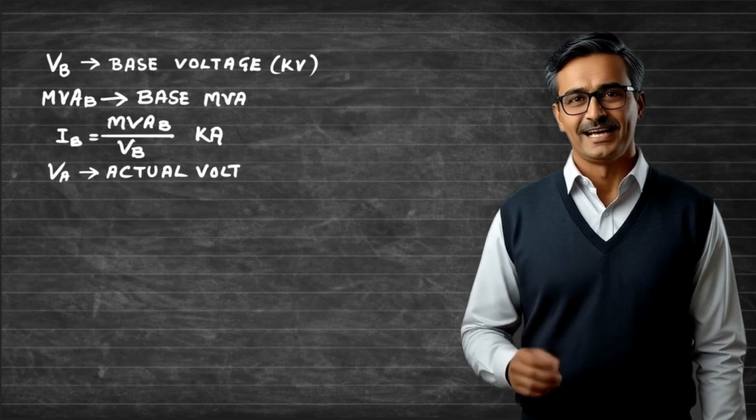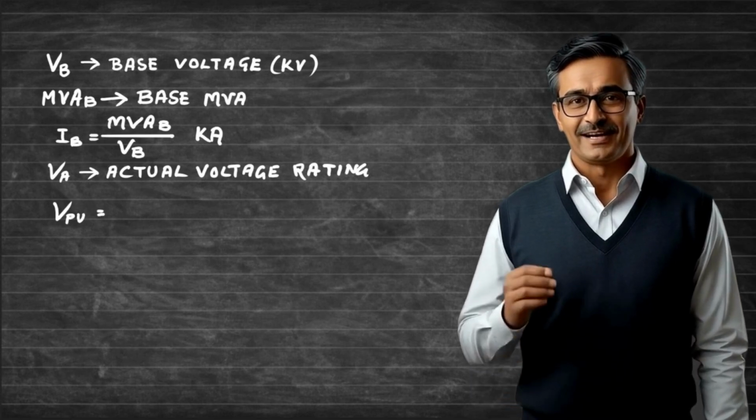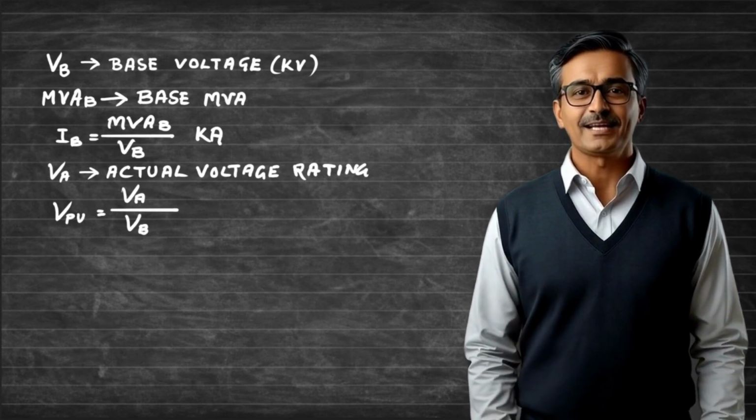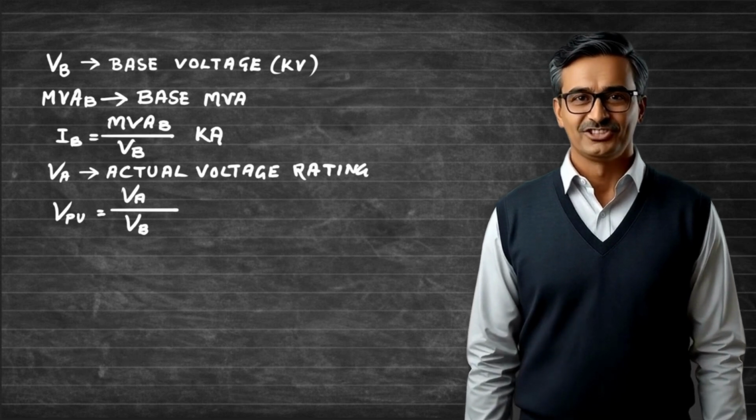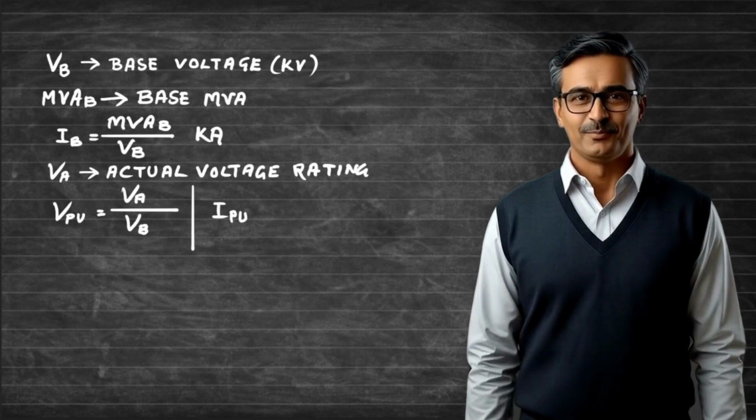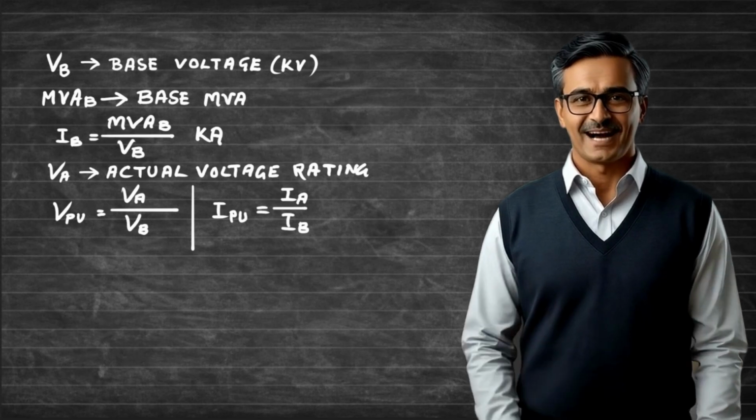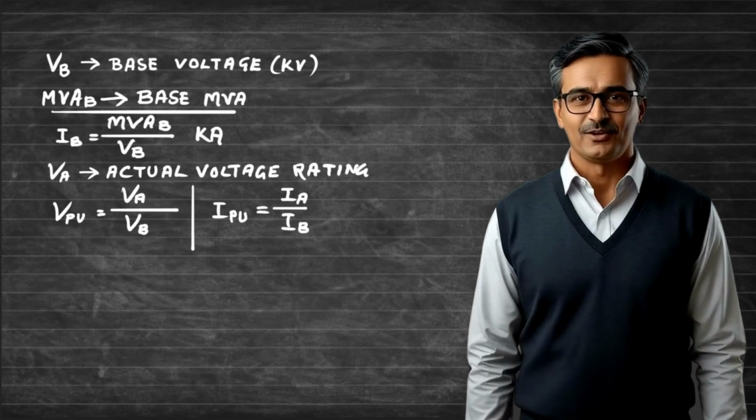Now consider an arbitrary equipment whose rated voltage is V_A, that means the actual voltage is V_A. Then in the per unit method, the voltage will be V per unit equals V_A divided by V_B. We can say voltage in per unit equals actual voltage divided by base voltage. Now, if we express the current of that equipment in per unit form, then we can write I per unit equals I_A divided by I_B, where I_A is the actual rated current of the equipment. Now we substitute the value of base current.